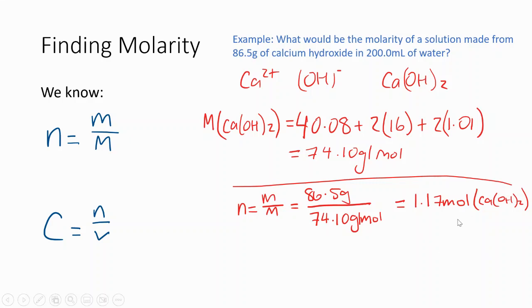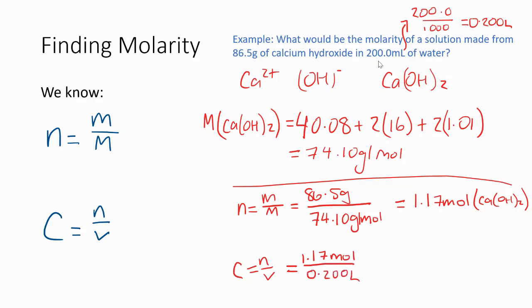We're now going to use this information in our second formula in order to find molarity. Remember, molarity means concentration. First of all, concentration is in moles per litre, but we've been given a value in millilitres. That means we need to convert this into litres in order to put it into our formula. So dividing by 1,000, we get 0.200 litres. Now we can plug it in. So we've got 1.17 moles divided by 0.200 litres, which will give us 5.85 moles per litre, which we can write as a 5.85 molar solution.